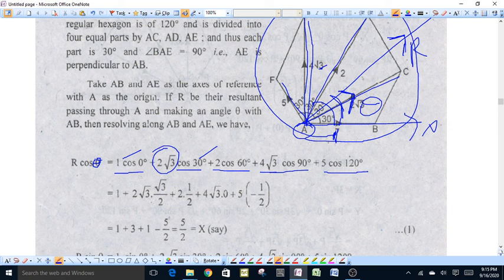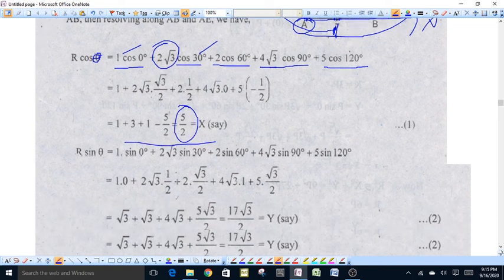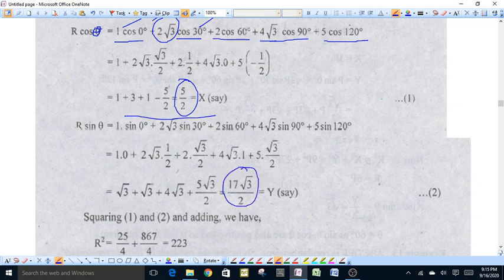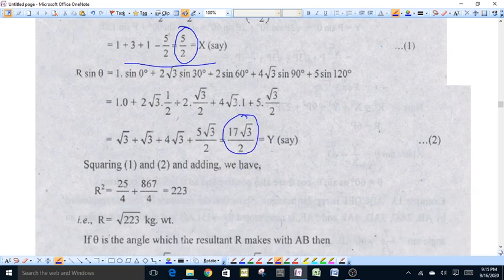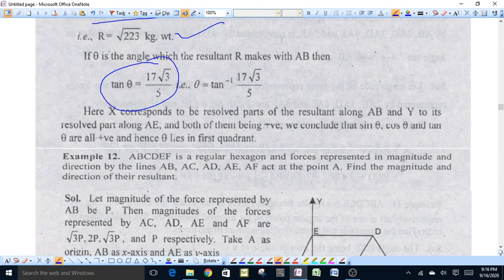After putting in the values of cos 0, cos 30, cos 60, cos 90 and cos 120, we have R cos theta equal to 5/2. Similarly, we get R sin theta is equal to 17√3/2. After squaring and adding, we have R square is equal to 223, and R comes out to be √223 kilogram weight. If we divide 2 by 1, then we get tan theta is equal to 17√3/5, which gives the direction of the resultant.